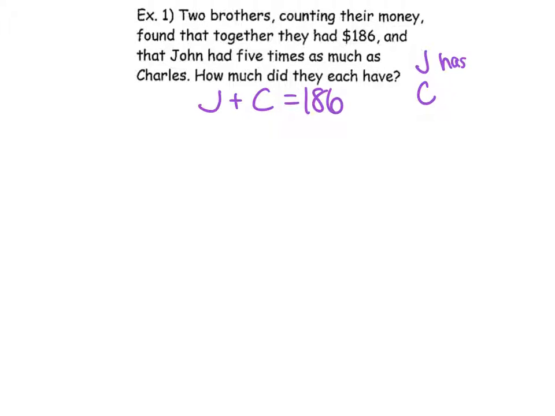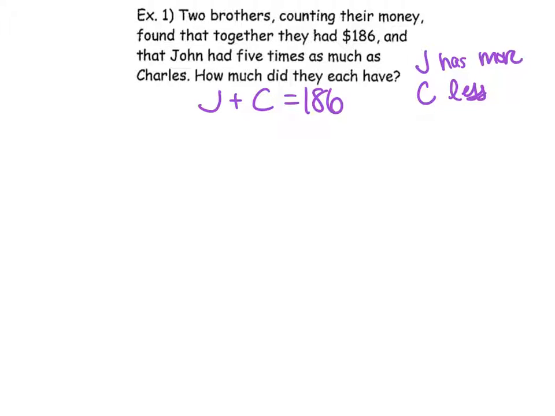Does John have more or does John have less? I just said that, but that doesn't mean it's right. John had 5 times as much as Charles. So now let's focus on who has less. That's our variable. John has 5 times as much as Charles. Charles has less. John has more. John has 5 times as much. That's a lot more money.